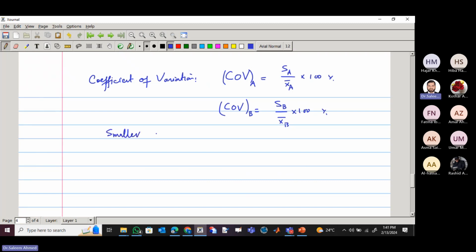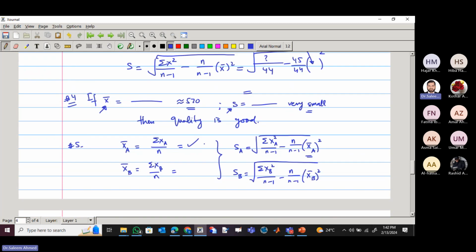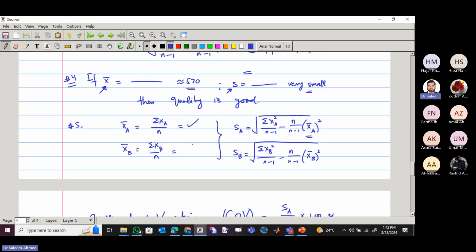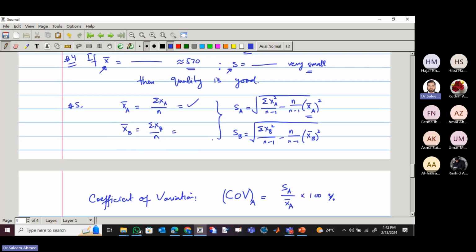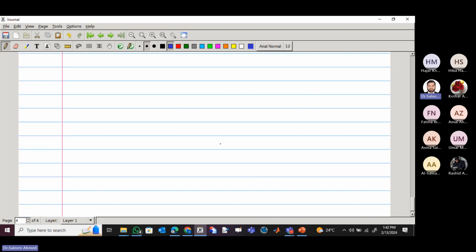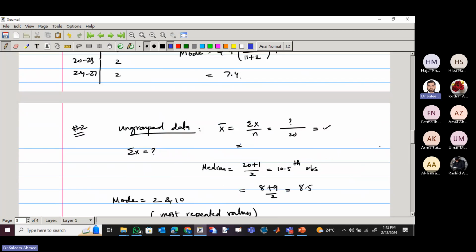Anyone which gives you the smaller coefficient of variation is of better quality. Remember that. So you will calculate these two, and whichever is smaller, you will say that the quality of that company's bulbs is better. If the coefficient of variation of A is smaller than B, I will say that company A has better quality bulbs. So again, the question is about calculating mean and standard deviation, and after that, comparing the coefficient of variation will tell you which has the best quality.